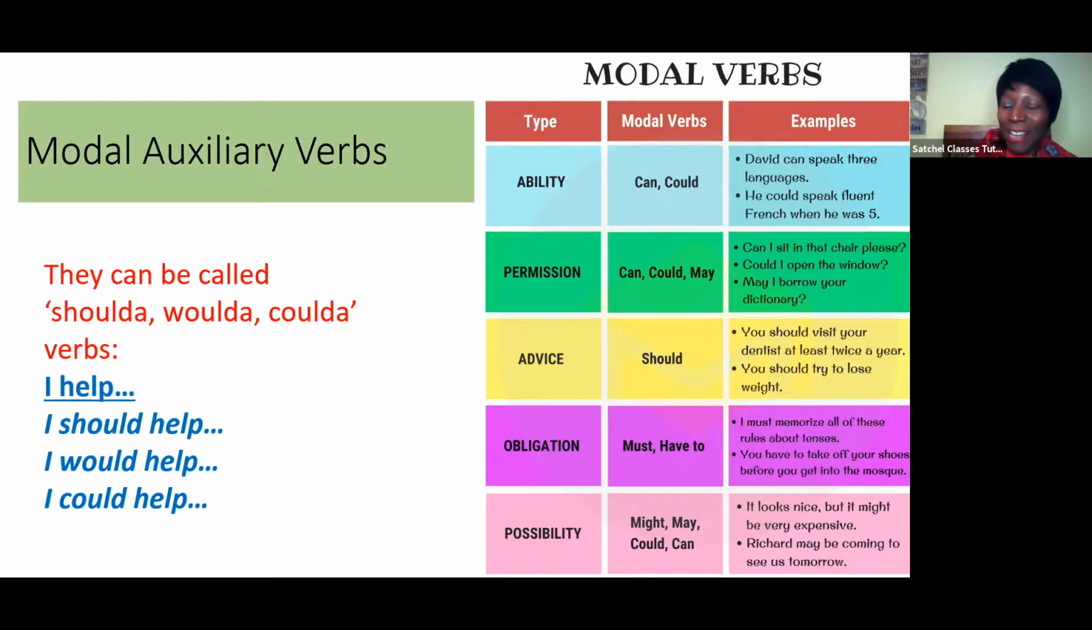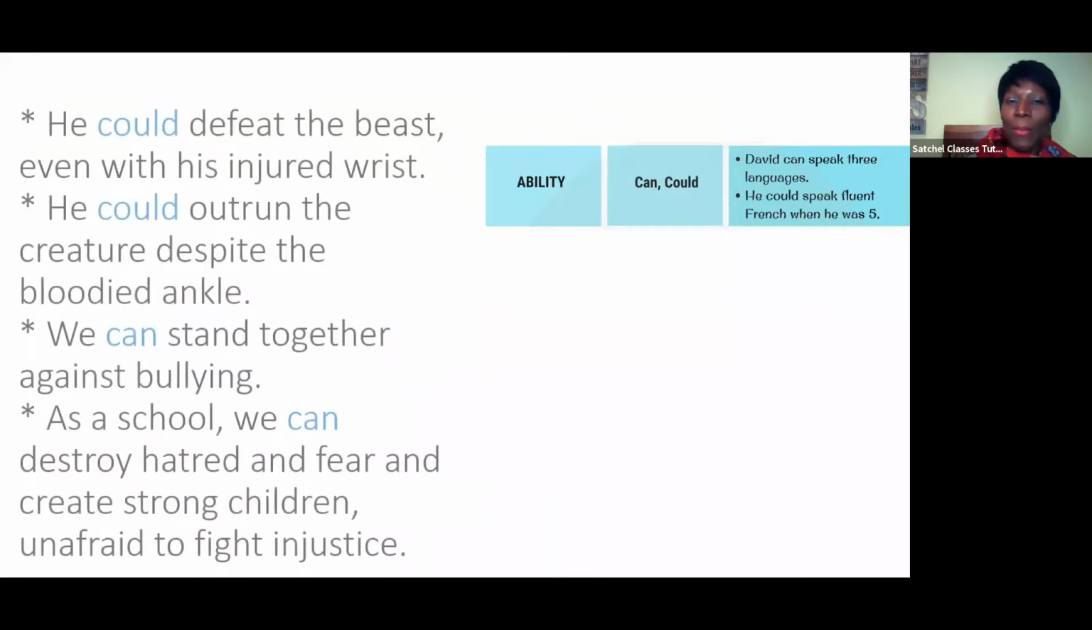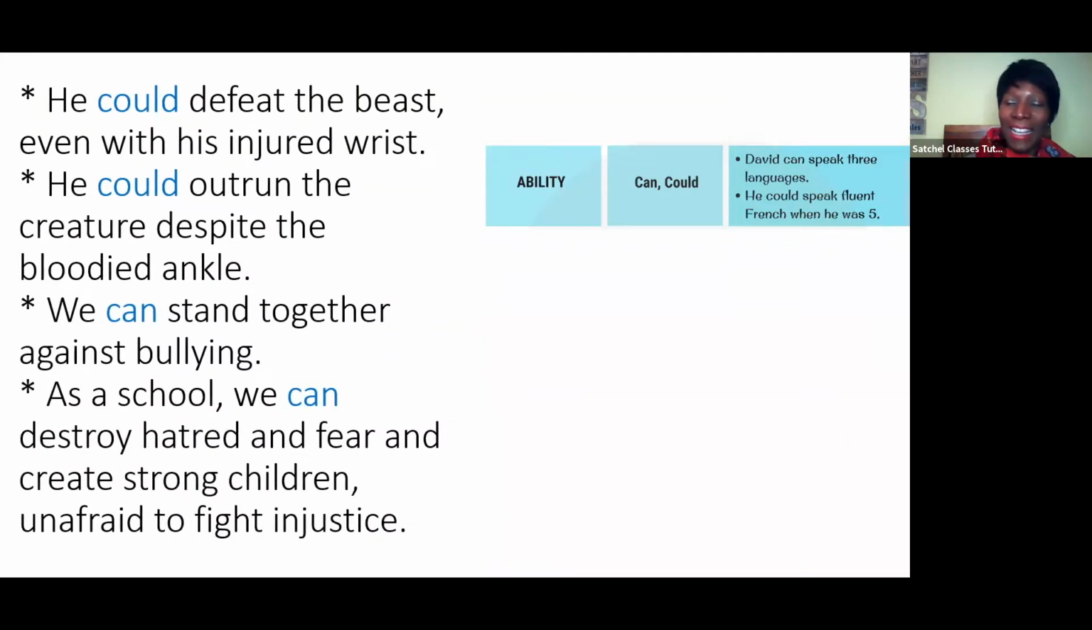So modal verbs explain all these different shades of meaning and whether something is possible or it needs to be done, necessary. So let's talk about modal verbs for ability, for our assignments. He could defeat the beast, even with his injured wrist. You can see that modal verb is talking about ability. His ability hasn't been diminished despite his injured wrist. He could outrun the creature despite the bloodied ankle. So again, his ability hasn't been decreased. He could still outrun the beast.